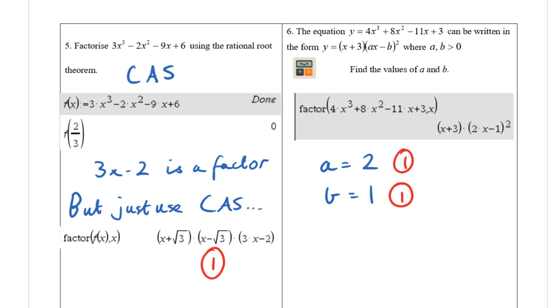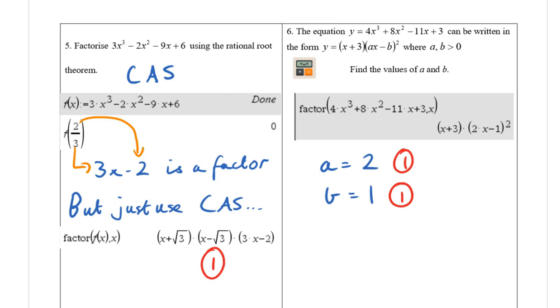If you wanted, you could test 2 over 3 as our x value would result in a 0 when we sub it in, meaning that 3x minus 2 is a factor. This 3 goes out the front and our 2 comes over here, but as negative 2. We always have to flip that sign. But again, I just use the CAS there.